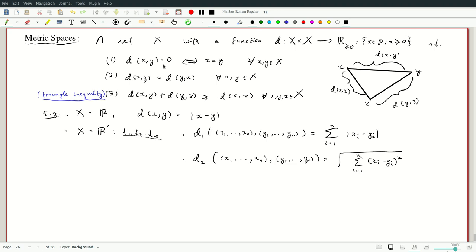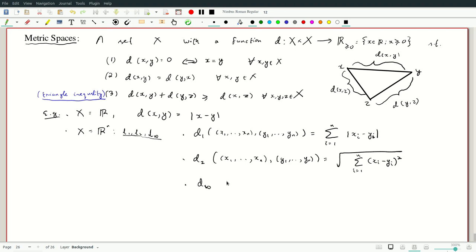Symmetry and the first property are quite obvious. If this is 0, then all these terms must be 0, so all xi's are yi's, and similarly symmetry is just from the formula. Triangle inequality is Pythagoras theorem effectively in higher dimensions, but by completing squares or Cauchy-Schwarz you can verify this formally.